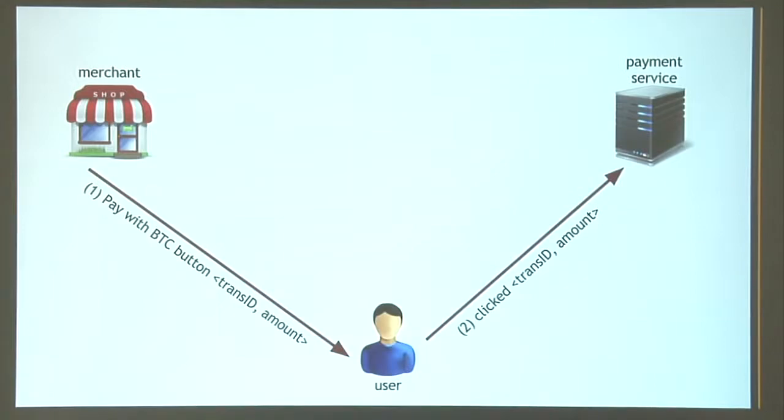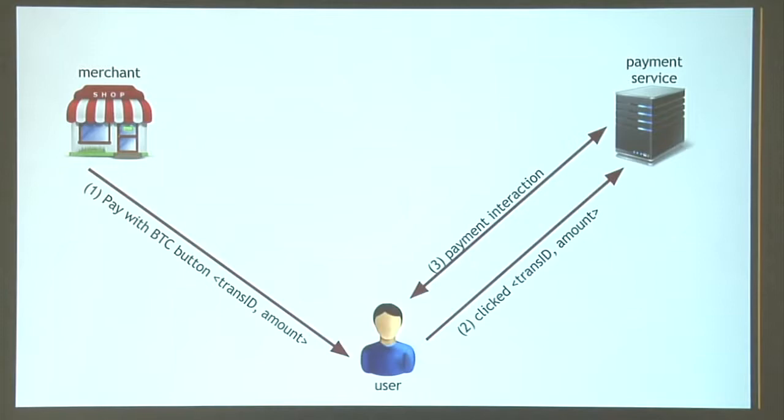information to be sent to the payment service as an HTTP or HTTPS, ideally, request, which says that that button was clicked. Here's the transaction ID from the merchant. Here's the amount. And of course, the identity of the merchant is implicit here. When that happens, now the payment service knows that this customer, whoever they are, wants to pay a certain amount of Bitcoins.